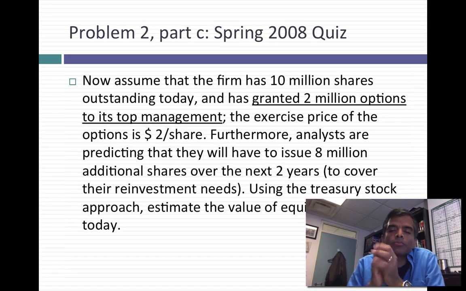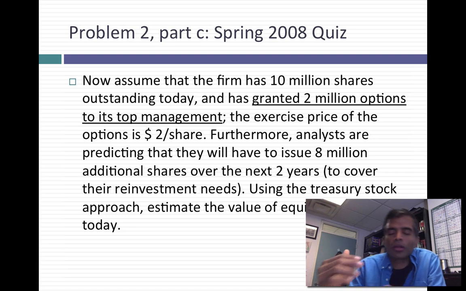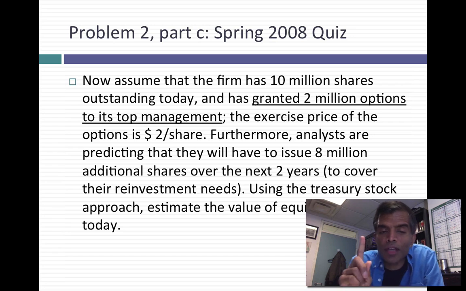So here's an example. This is from problem 2 of spring 2008. In this problem, I gave you the free cash flow to equity and cost of equity to come up with the DCF value of equity. And then to get to the value per share, I told you the company has 10 million shares outstanding. It's granted 2 million options to its management, and I give you the exercise price of the option. Read the problem. It's the exercise price. I haven't given you the value of the option. I haven't given you any of the inputs you need to value the option.